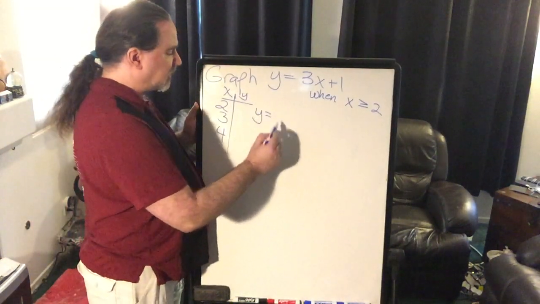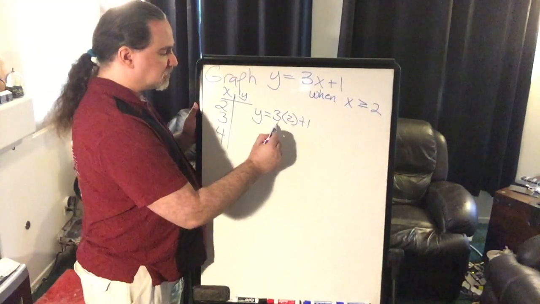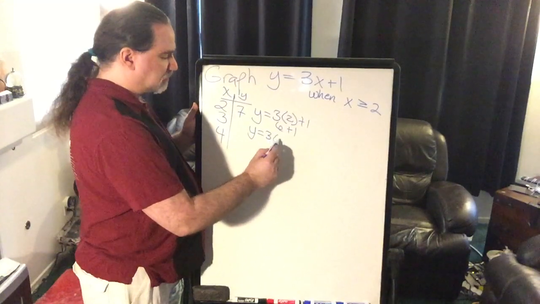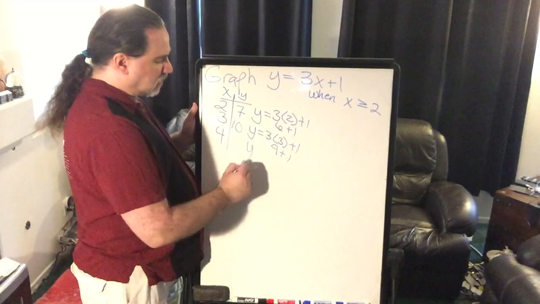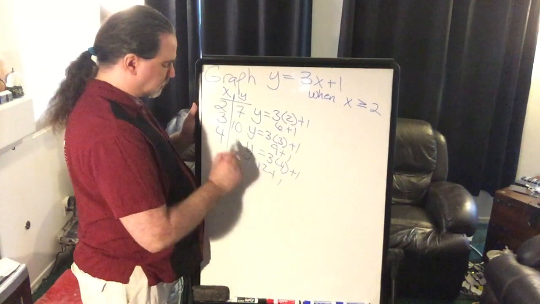I plug in my new numbers. So I'm plugging in the 2. 3 times 2 is 6, plus 1 is 7. Then I'll do it again. Y equals 3 times 3. 3 times 3 is 9. 9 plus 1 is 10. And y equals 3 times 4. 3 times 4 is 12. 12 plus 1 is 13.